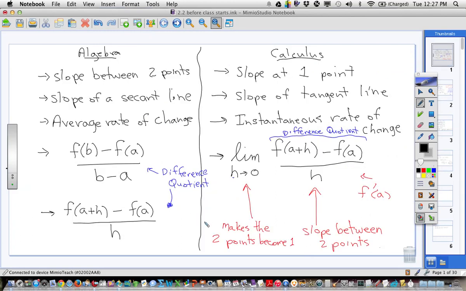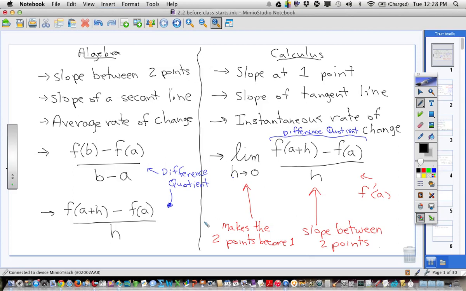All right, so let's talk about what we did yesterday. This is a little different version, but this is basically what you put in your notes yesterday. Algebra versus calculus. Slope between 2 points versus slope at 1 point. Slope of the secant line versus slope of the tangent line. Average rate of change versus instantaneous rate of change. A new term we came up with yesterday is the difference quotient. The difference quotient just means slope between 2 points.